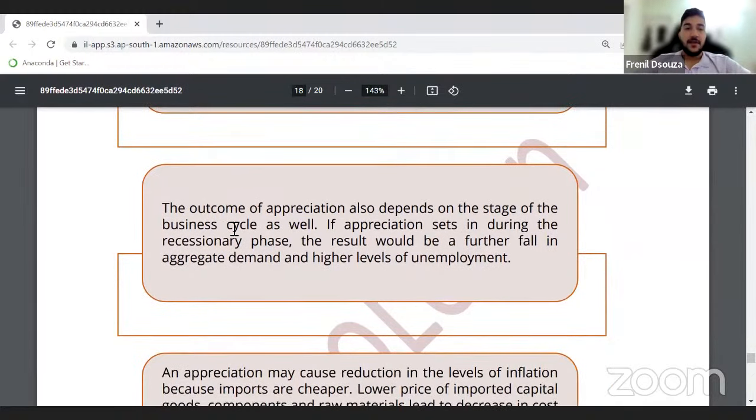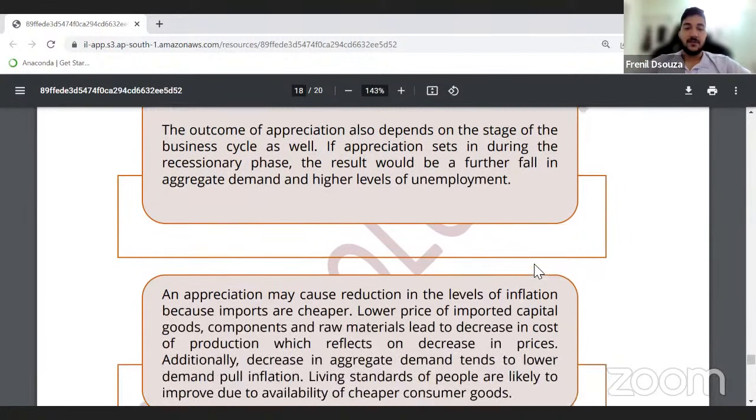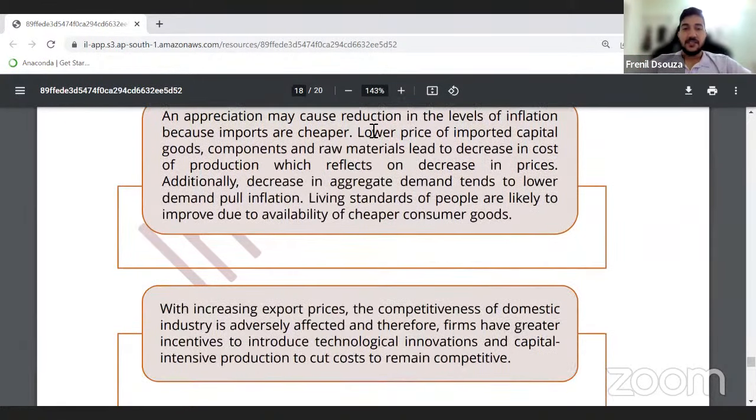And then the outcome of appreciation also depends upon the stage of the business cycle. If appreciation sets in during a recessionary phase, the result would be a further fall, isn't it? First of all, there is recession, and over that, because of currency appreciation, now what will happen? The aggregate demand will fall again. So it will be a double-down, bad impact. Next, an appreciation may cause a reduction in the level of inflation and all that.